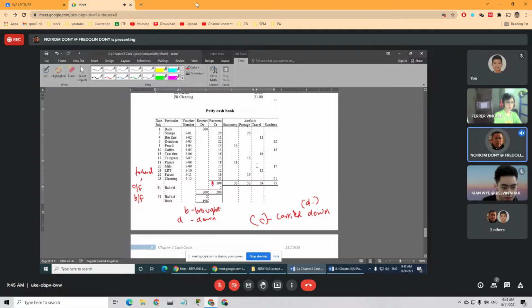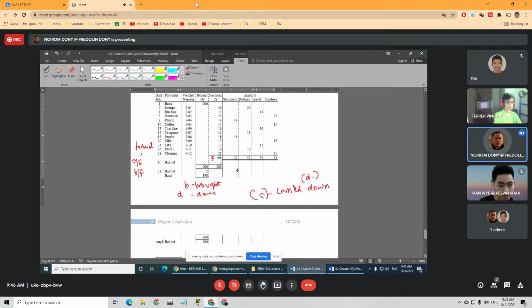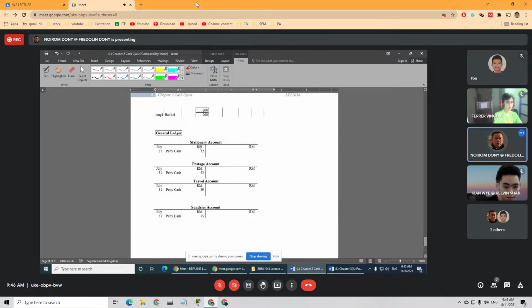What if it is a big company, where in one day they can have 100 petty cash transactions? You will have so many postings. So in order to avoid the complication, we just take the total. So this is credit, and then debit will be the stationery account. We take the total 32, 52 for postage, travel 39, sundry 75.